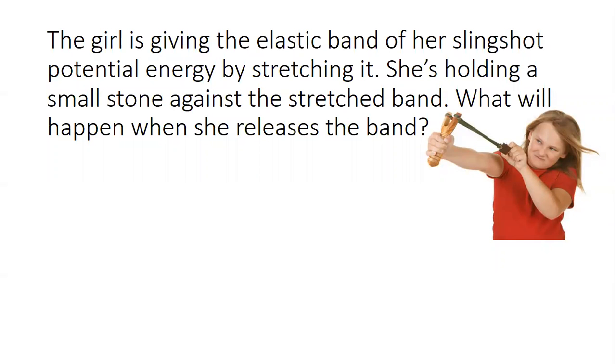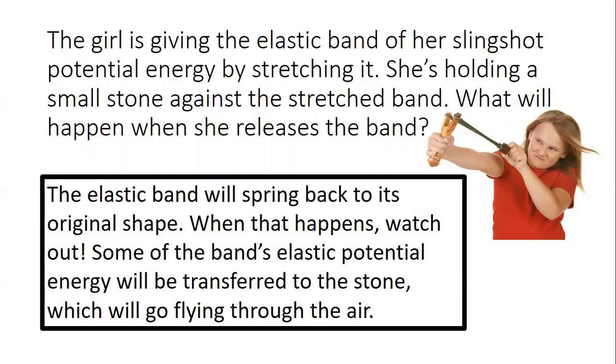The girl is giving the elastic band of her slingshot potential energy by stretching it. She's holding a small stone against the stretched band. What will happen when she releases the band? Well, from your experience, I'm pretty sure you already know. The elastic band will spring back to its original shape. And when that happens, watch out. Some of the band's elastic potential energy will be transferred to the stone, which will go flying through the air.